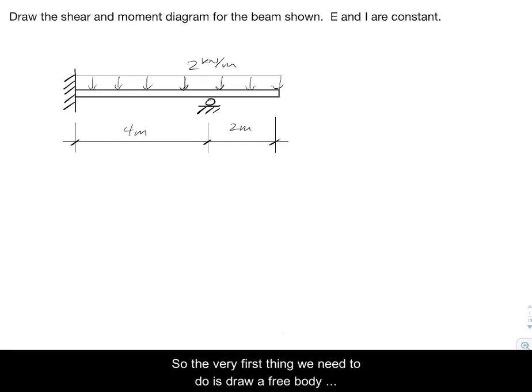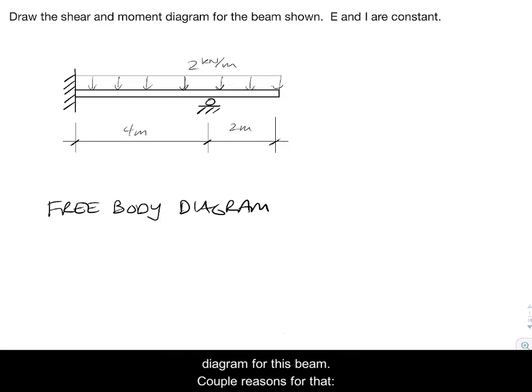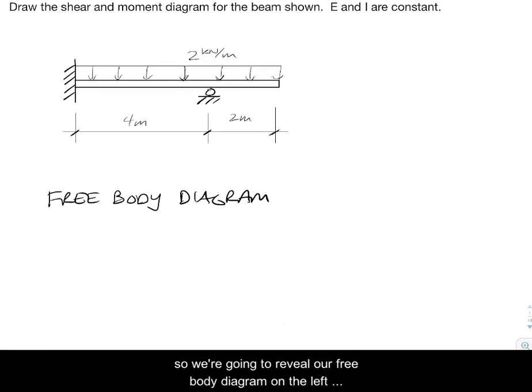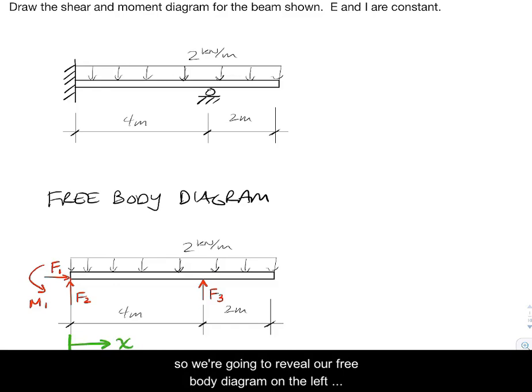So the very first thing we need to do is draw a free body diagram for this beam. We have a couple reasons for that. First, we need to figure out if this is going to be a determinate or an indeterminate beam. So we're going to reveal our free body diagram.